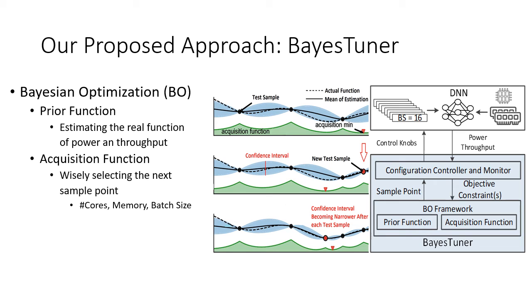For selecting the sample points, Bayesian optimization uses an acquisition function. Based on the current estimated functions and the sample points tested until now and their outputs, the acquisition function selects the next sample point. This process continues until reaching the maximum predefined number of sample points.